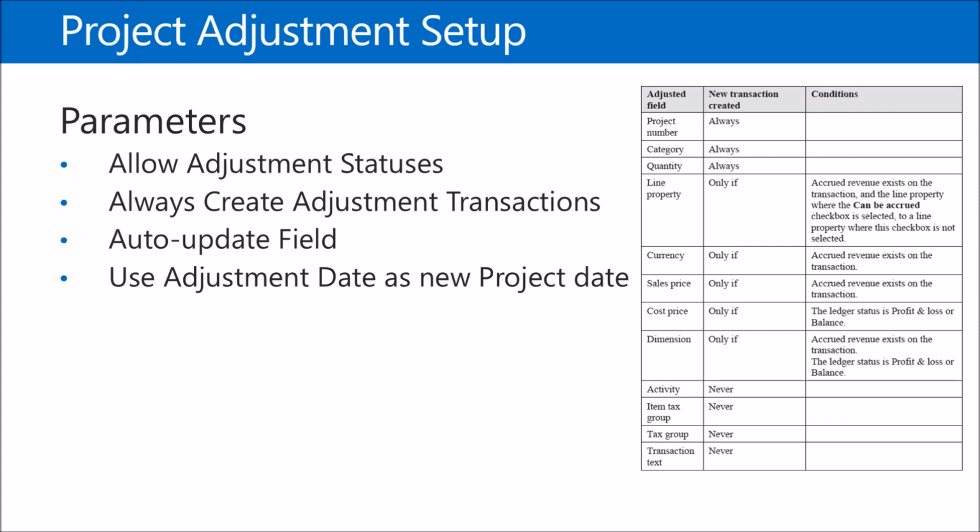Just think about a project number. If you try to book a transaction or adjust a transaction to a new project, there could be potentially different accounting. So you'd have to back out the old ledger impact and affect the new ledger accounts. So it's required to have a new transaction created systematically, whether your parameters want you to or not.